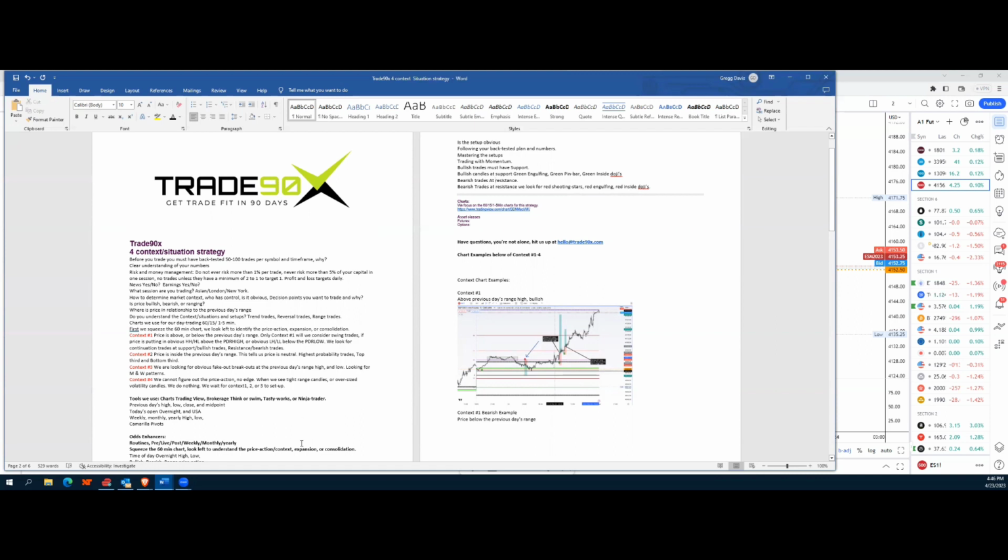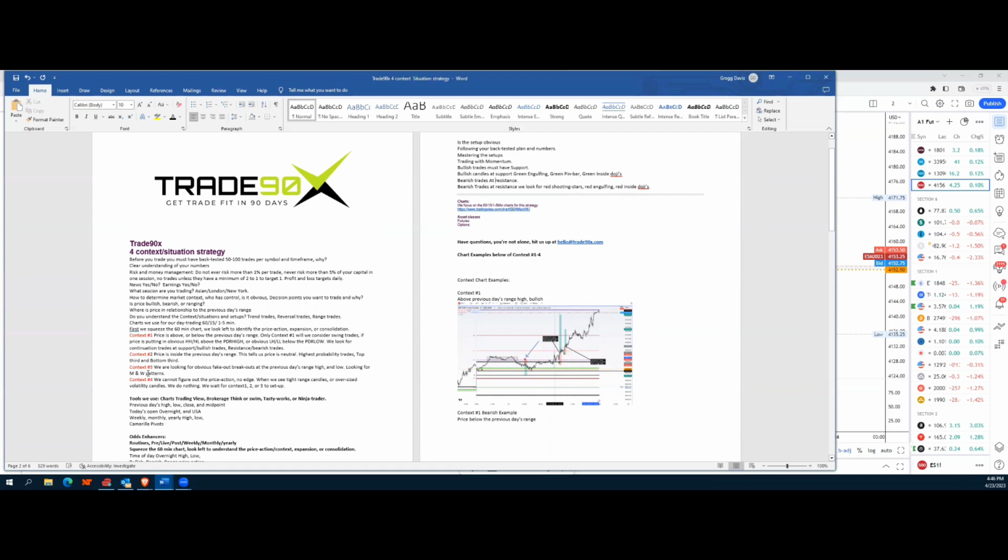Context number 3, this is when we get obvious fake-out breakouts at the previous day's range high and low. We're looking for multiple rejection patterns, typically M and W patterns.